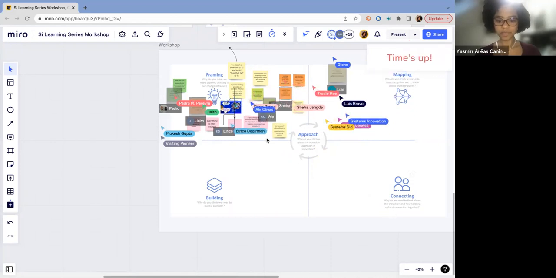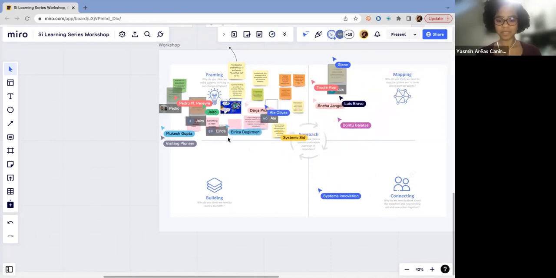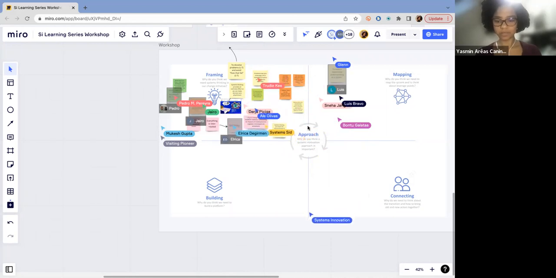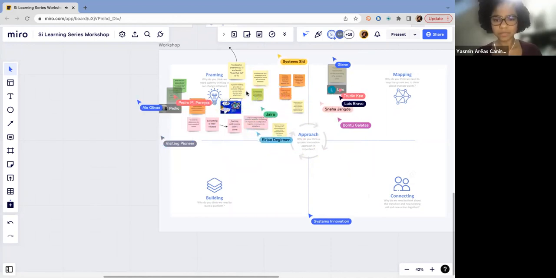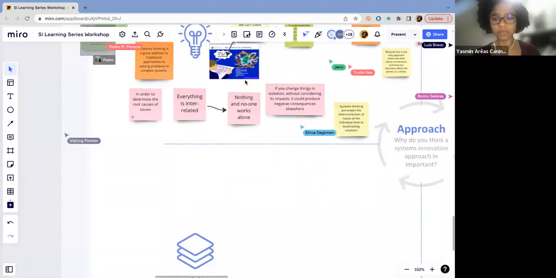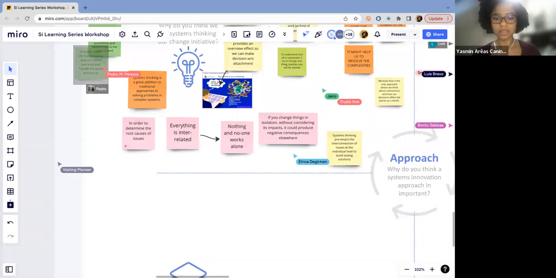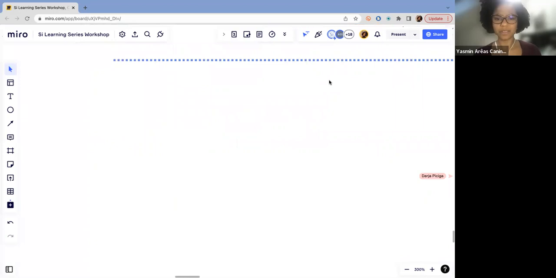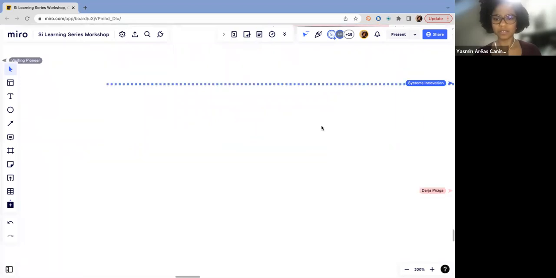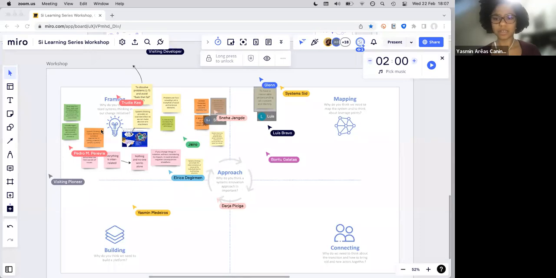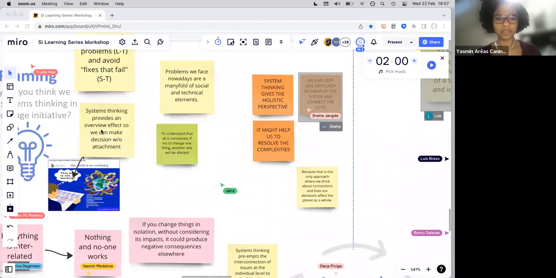Okay, time. Let's see what we've got so far, and then we can jump into it. We have here to solve problems and avoid, oh, so sorry. For some reason my Miro board is heavy, so I can't see anything actually. Joss, do you mind sharing that? Yeah, sorry.